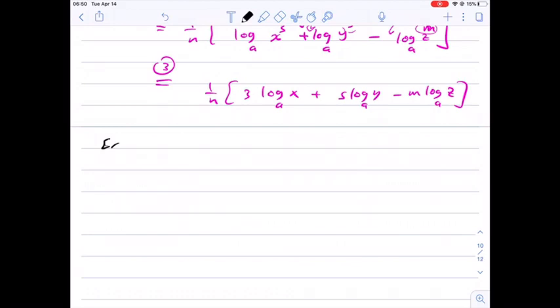Now let's take the example of the converse. We want to write some logarithmic expression as a single log.